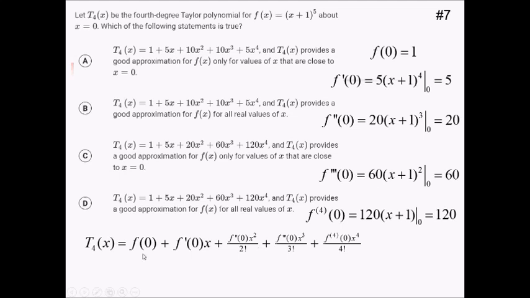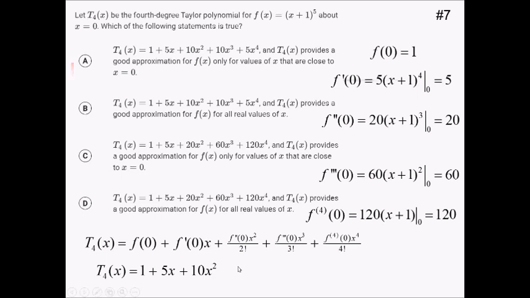F of 0 we said was 1. And now we have f prime of 0, which was 5, times an x, so 5x. And now we have f double prime of 0, that's 20. So we have 20 over 2, basically, which is going to give us 10, so 10x squared. And you'll notice that in these answer choices, these are all simplified. So we're going to simplify down here so we can match something.